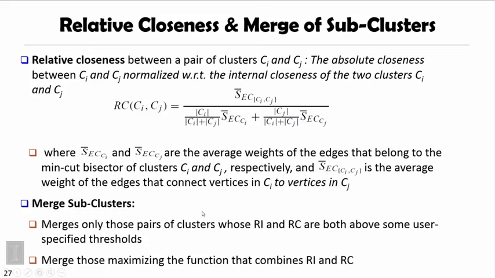Then how do we merge subclusters? Essentially, we will only merge those pairs of clusters whose relative interconnectivity and relative closeness are both above some user-specified threshold. That means we only merge those maximizing the function that combines relative interconnectivity and relative closeness. Even if we find those pairs are mergeable, we still want to find the merge that maximizes the function.